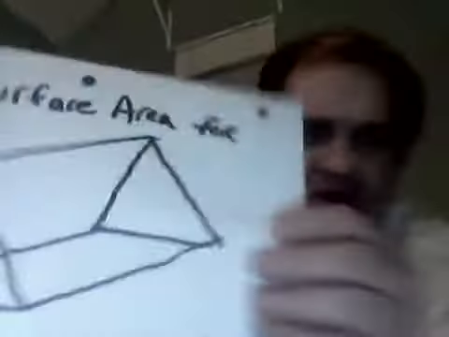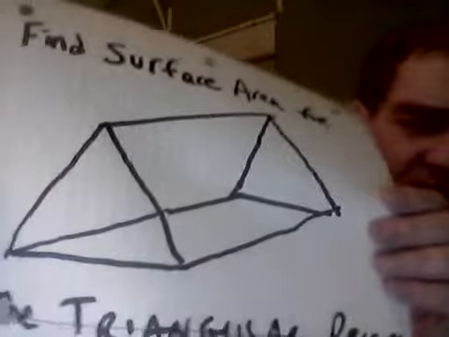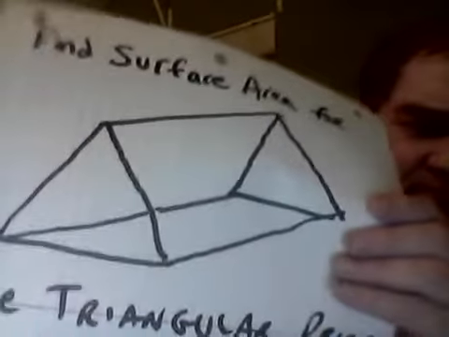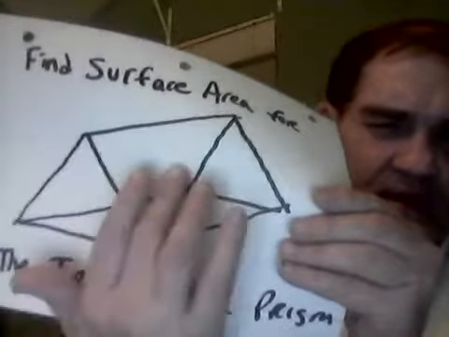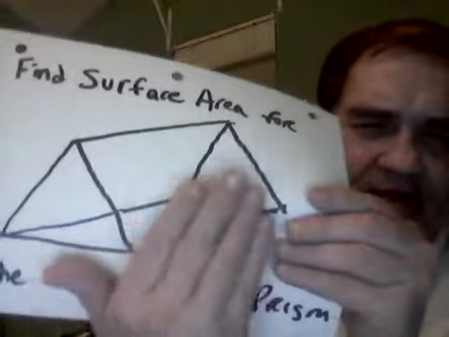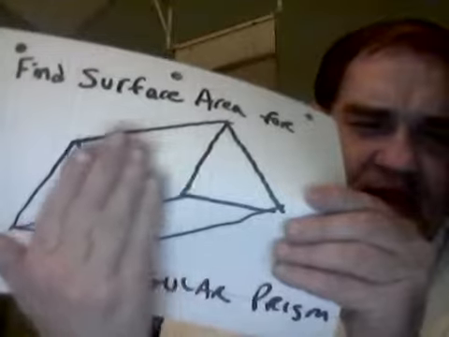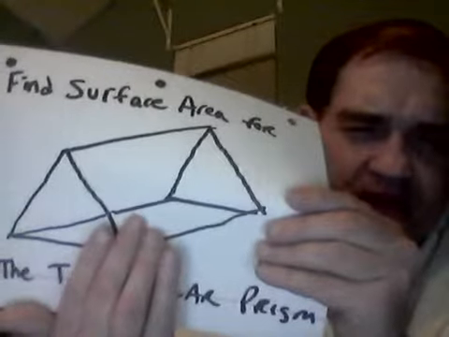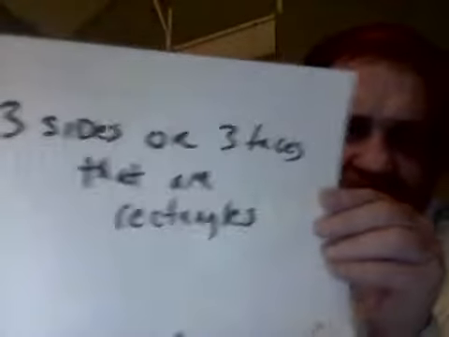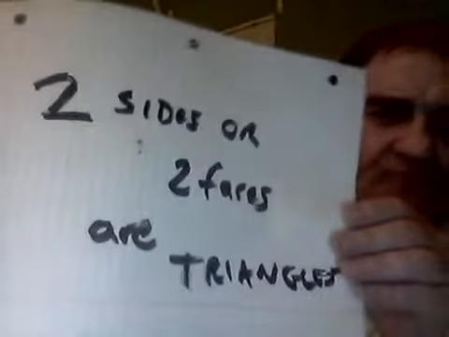Now, let's first of all start off by saying you got this. You look at it, you've got two triangles on it. Right here is one triangle, and right there is another triangle. And then these surfaces right here are called rectangular surfaces. You got 1, 2, 3 of those. So you got 3 sides that are rectangles, and 2 sides that are triangles. Following so far? I know you are.